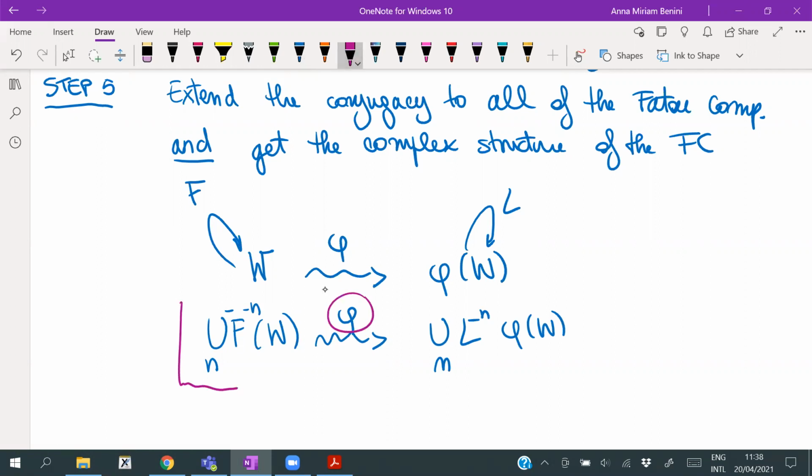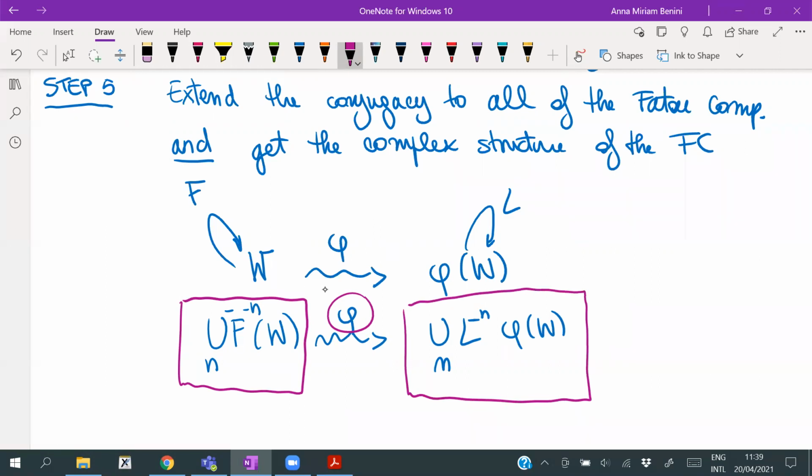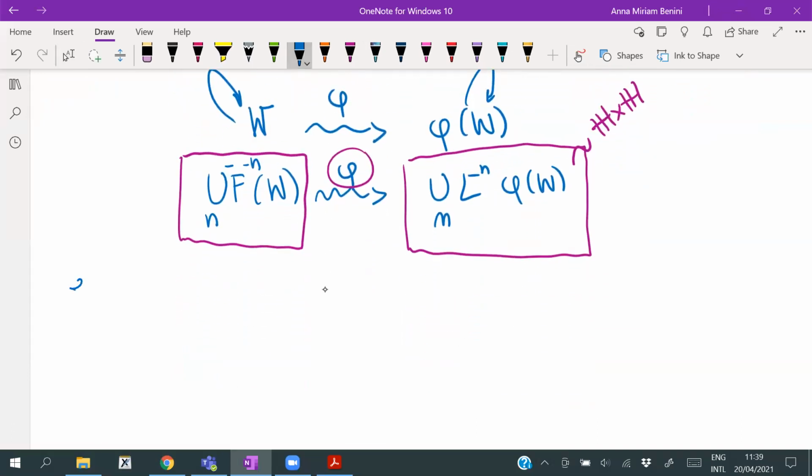So what you get now is that you're conjugate on all the pre-images of your good domain, and this is really a biholomorphism which conjugates to the union of the pre-images. And you can show that this is H times H. Now the big question is: is your Fatou component equal to the pre-images, the union of F to the minus n of W? And to show this is the same as saying that W is an absorbing domain.